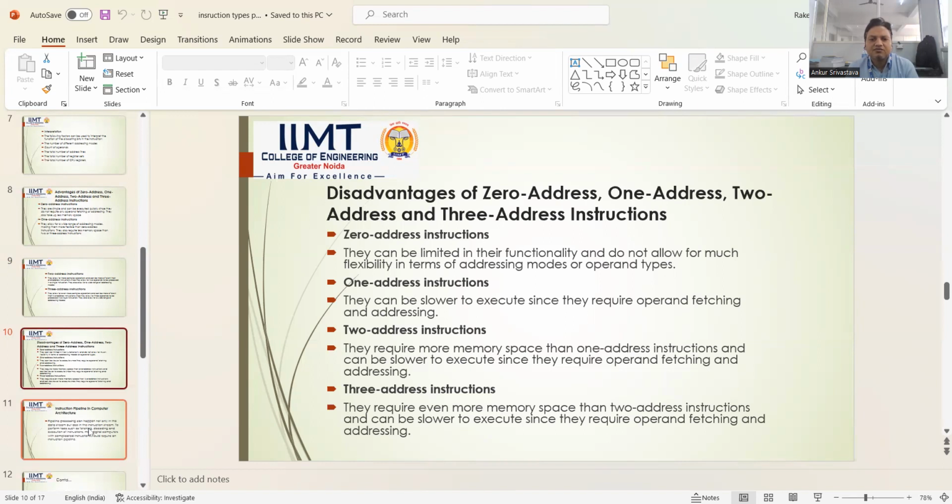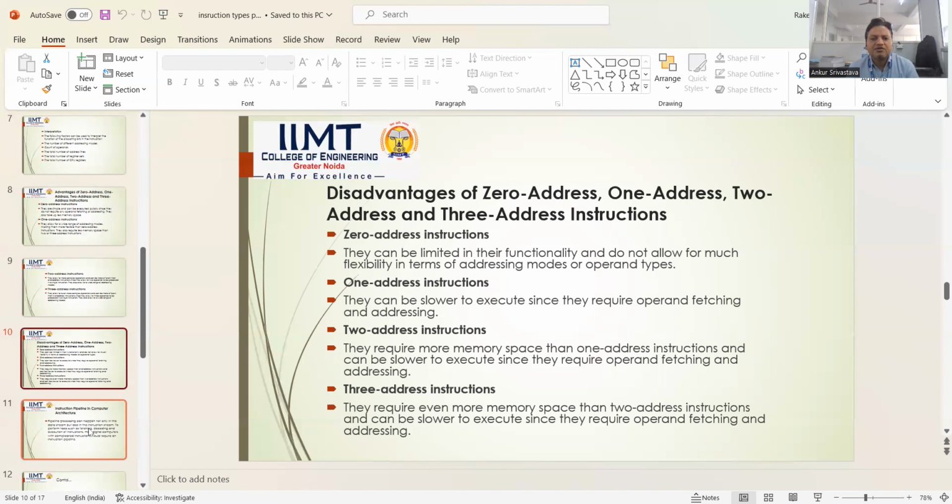They cannot allow for much flexibility in terms of addressing modes. Why? Because they are only the 0 address instruction, and that is why they are not holding so many addressing modes. That is why it holds only the stack addressing mode in the 0 address instruction. 0 address instructions follow the rules of stack addressing as well as the stack data structure. Now, the next one is 1 address instruction.